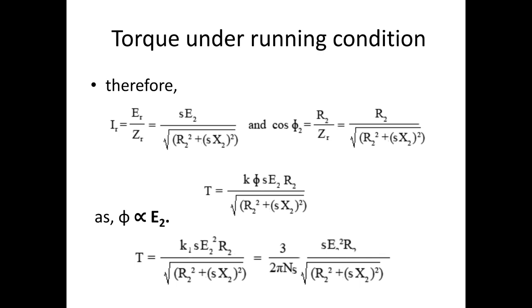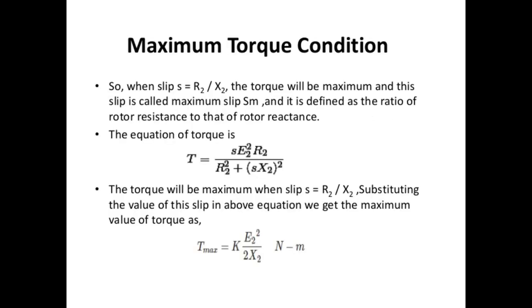IR is again my rotor current per phase. All these are specified per phase when it is in running condition. If you substitute the values, you will get the particular value. So the torque condition is T = S E2² R2 divided by R2² plus (S X2) the whole squared.